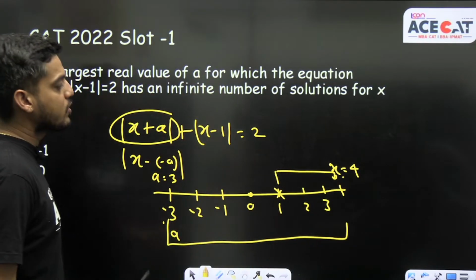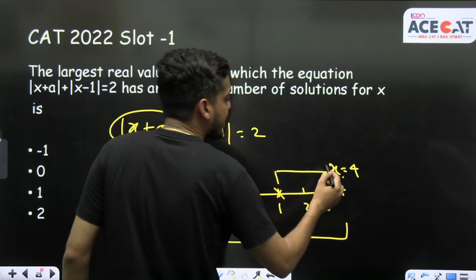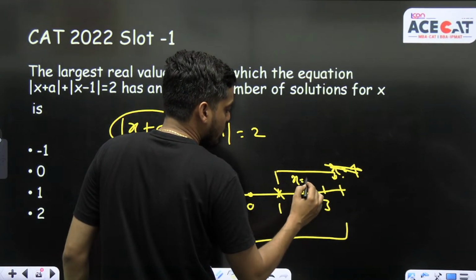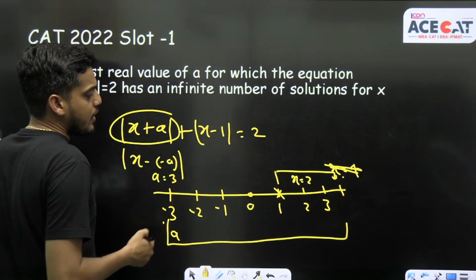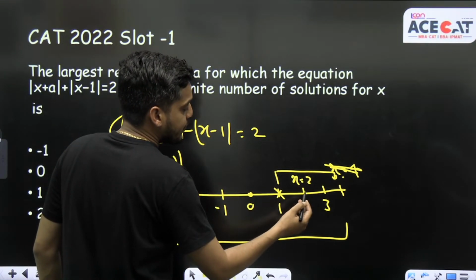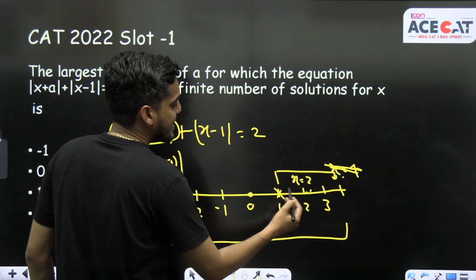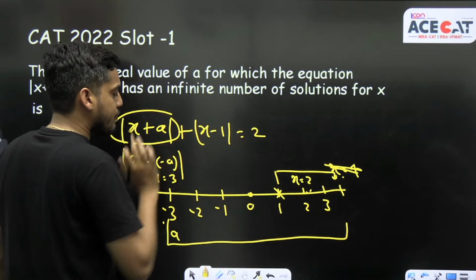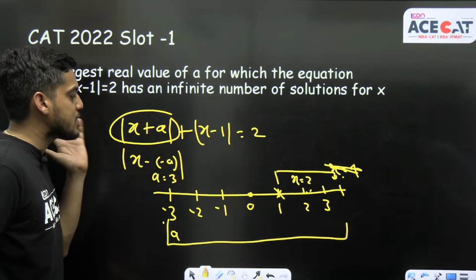Bolo yes or no. For example, instead of x equal to 4, if I take x equal to 2 here, you will say, okay sir, no issue in that. The distance between x and 1 will be 1 only. Yes or no, guys? So 1 plus something must be equal to 2.